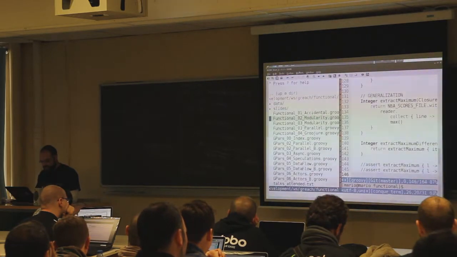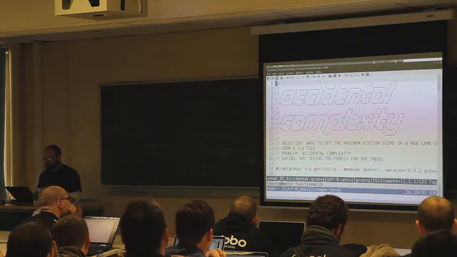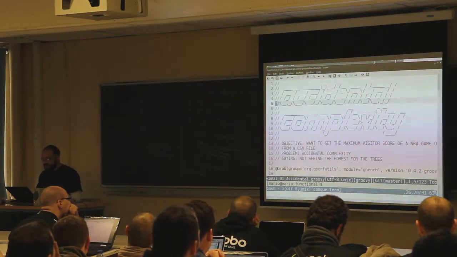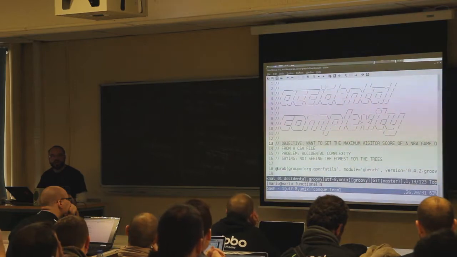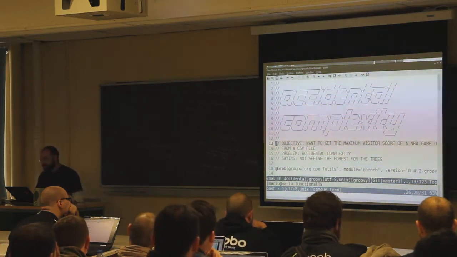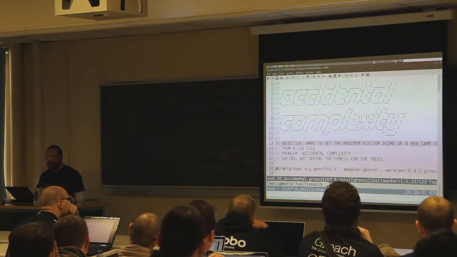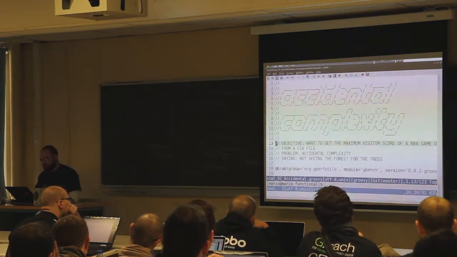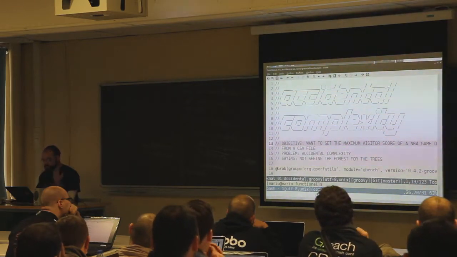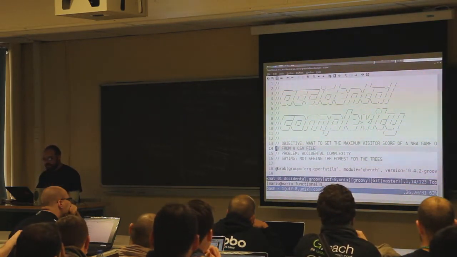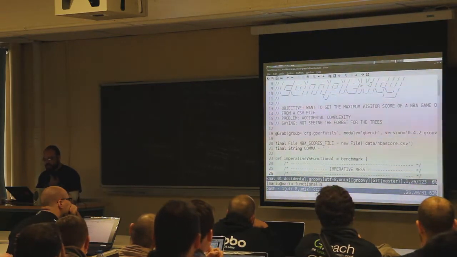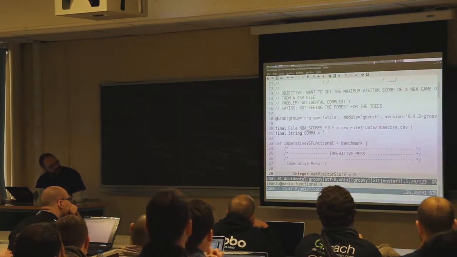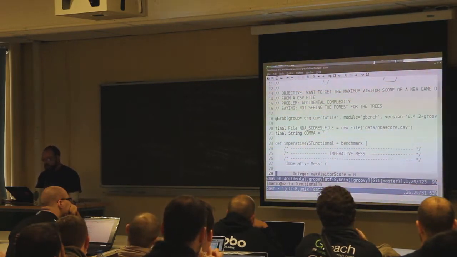Let's see. The first topic is accidental complexity. So here I have a CSV file with all NBA games from 1949, and some client has just asked me to get some information from that file. So the first requirement is to get the maximum visitor score of an NBA game. Because I'm right now an imperative programmer, I just code an imperative mess. So let's see how it looks.